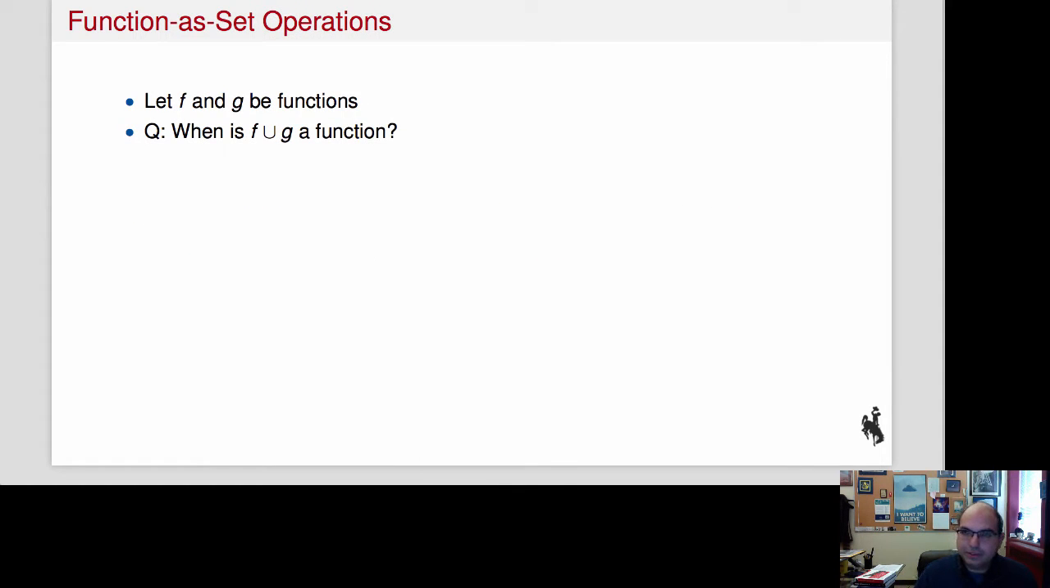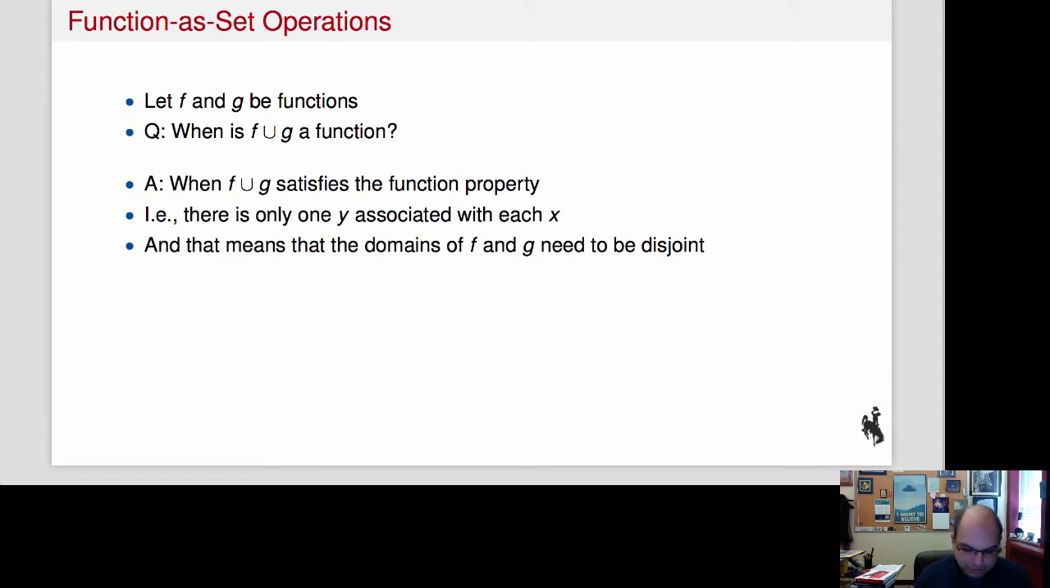Let's take a look at f union g. When is f union g a function? And remember, it just needs to have the function property, right? So there's only one y associated with each x. The easiest way to make that happen is if the domains of f and g are disjoint, okay? That means that there's no intersection, so there's no way when we combine them to have a problem where some x now has two different y's associated, one because of f and one because of g. x is in one or the other, but not both, okay? So that just doesn't happen. So that's good. That's one answer, right?